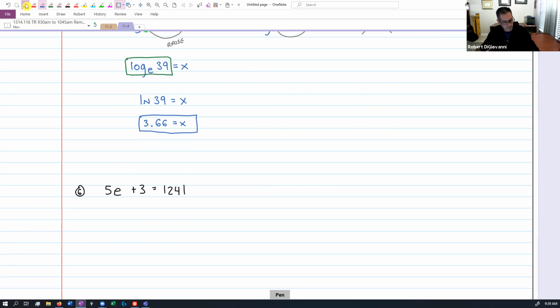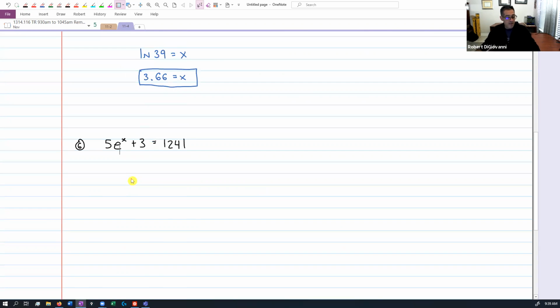There we go. So for this one, I'm going to try and solve for X. So I need to isolate the part that's raised to the X. I need to get the E to the X by itself. So first thing I'm going to do is take 3 away. When I do that, I'm still left with 5 E to the X. And when I take away 3 from that, I get 1238.